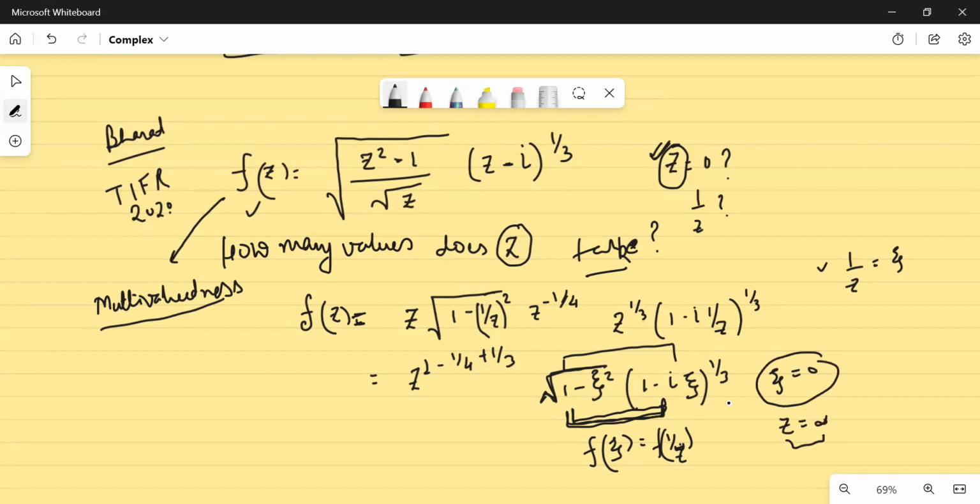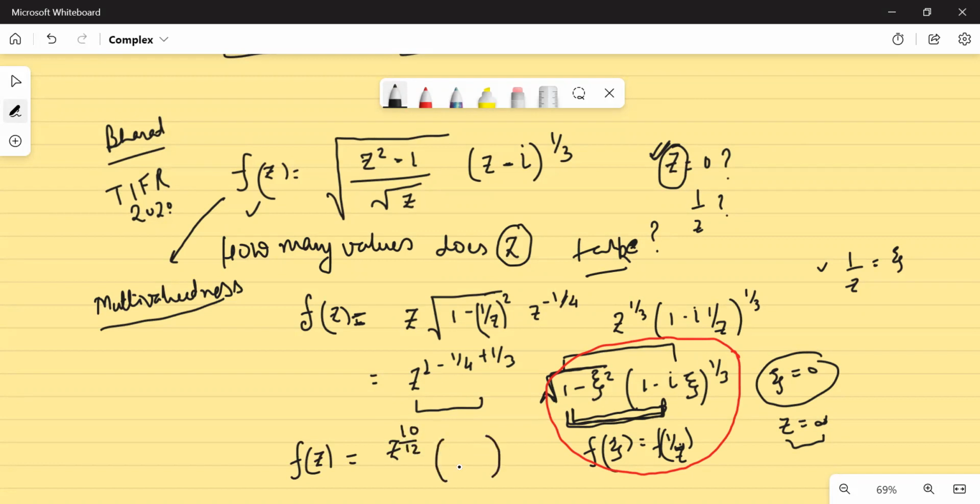So probably, if at all, the question maker would have asked at z equal to infinity, what sort of singularities are there, then I would have been interested in this particular zone. Okay, so right now I'm not interested in this zone. Let us focus our attention on this zone. So what is my function? So my function is, I guess, z raised to power 3 by 4 plus 1 by 3. That would give me, I think, 10 over 12, if I'm not wrong.